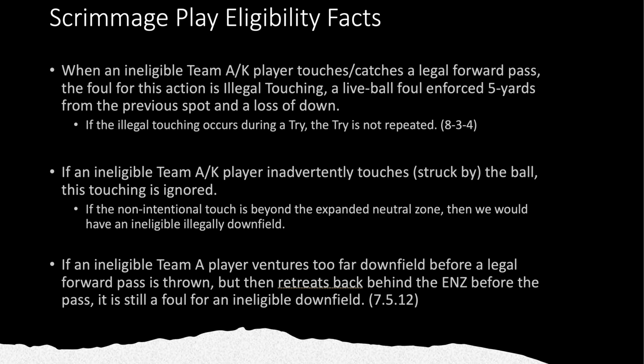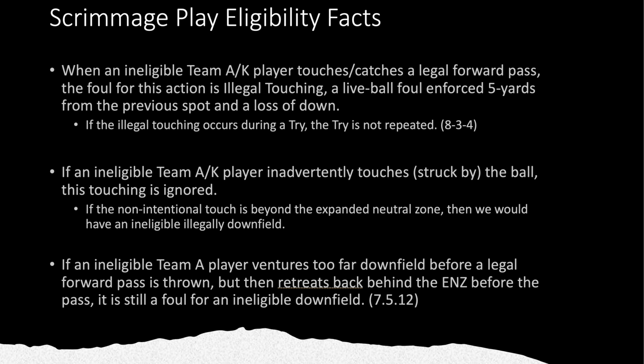Now, a couple of other eligibility facts. When an ineligible offensive player touches or catches a legal forward pass, this is a foul for illegal touching. It's a live ball foul that's enforced from the previous spot and a loss of down. Important to keep in mind that if the illegal touching occurs during a try, that try is not repeated, and that rule can be found in 8-3-4 there.